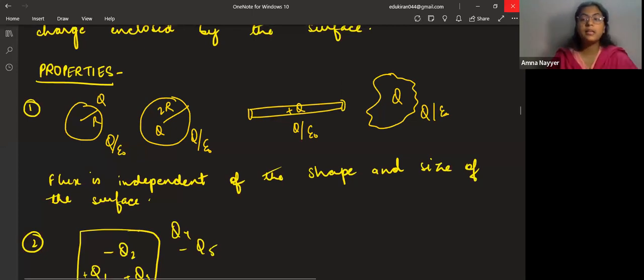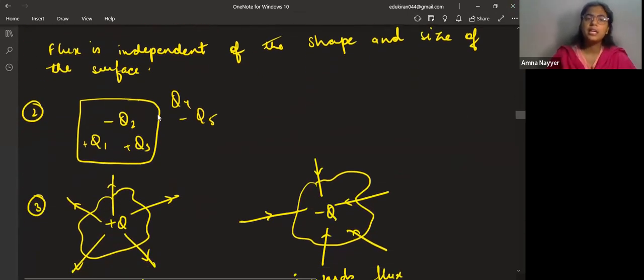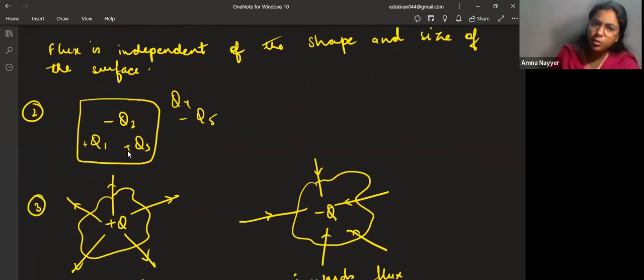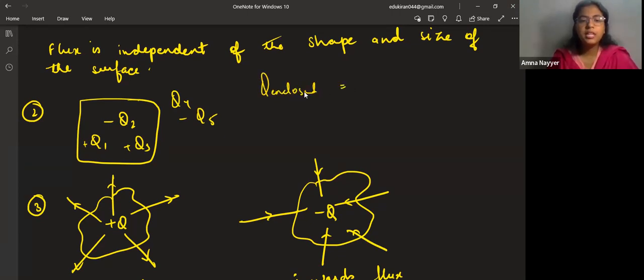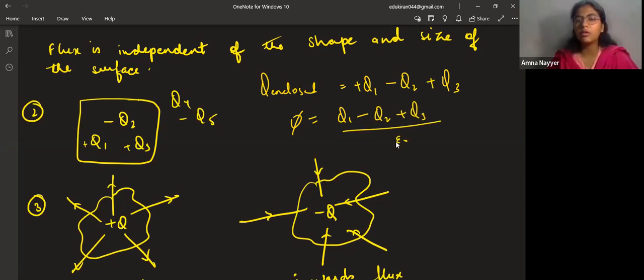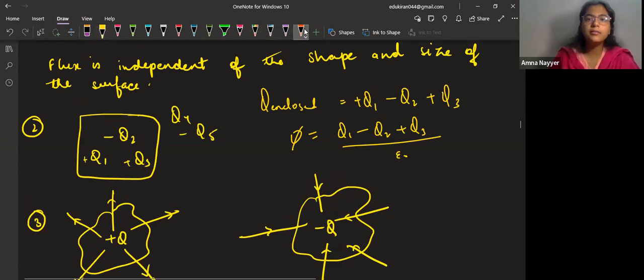And when I say it depends on charge enclosed, for example, if I give you this case, plus Q1 is there, minus Q2 is there, plus Q3 is there, Q4, Q5. But what did I tell you? In Gauss theorem, just consider all the charges that are enclosed within the closed surface. So when we are calculating Q enclosed, we'll only consider plus Q1, minus Q2, plus Q3. And your flux will be Q1 minus Q2 plus Q3 divided by epsilon naught only. You will not be considering the ones outside.